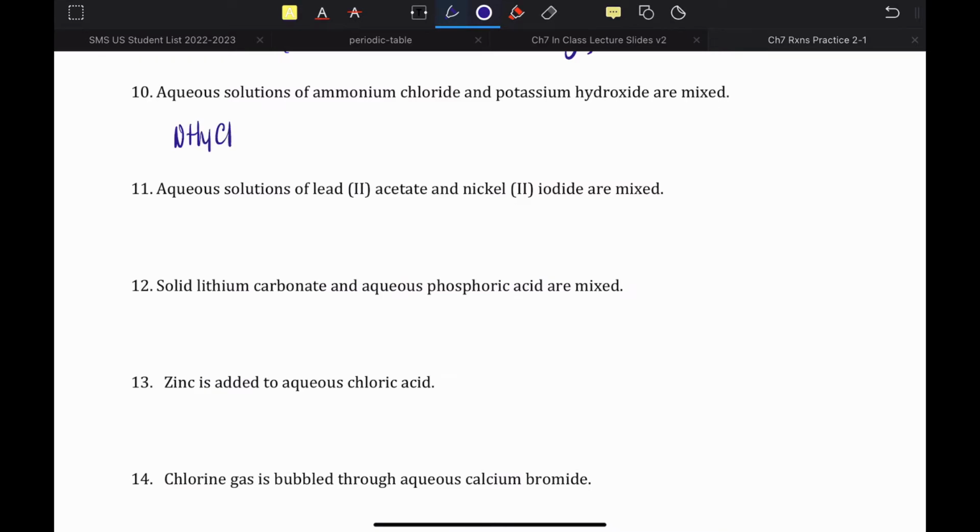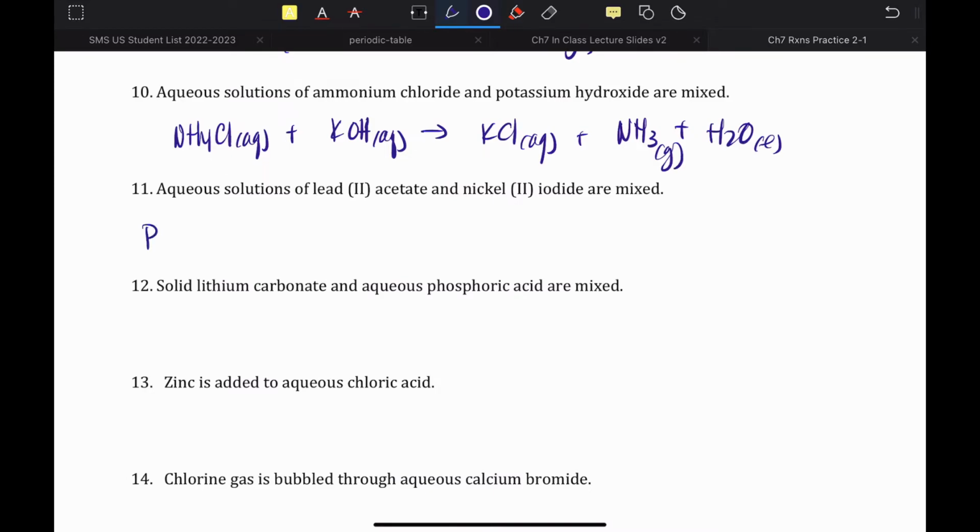Number 10 says we have aqueous solutions of ammonium chloride and potassium hydroxide mixed. So we would write down our formulas and our states. We would look at them, 2 ionics, we would switch the cations, and in doing so, we would realize, oh look, this is one of those times we form an intermediate. This time it's that ammonium hydroxide intermediate, so we would erase that and then write down instead the NH3 and H2O that ammonium hydroxide would break down to form, which is why we get what we get.